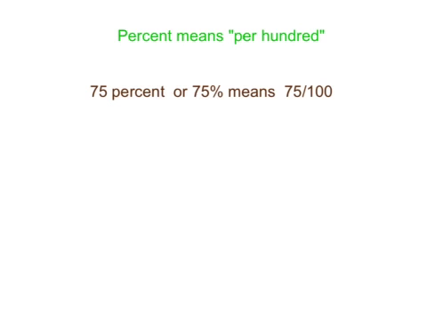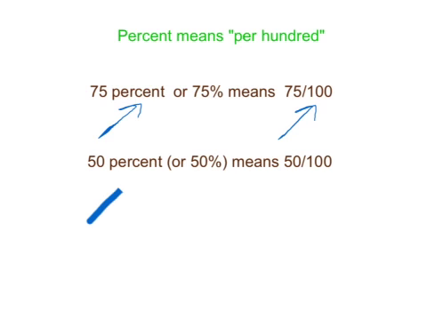For example, 75% means the same as 75 parts out of 100. 50%, sometimes written this way, means 50 out of 100. That's the very definition of percent. Therefore, we can write 50% or 50/100ths as a fraction.